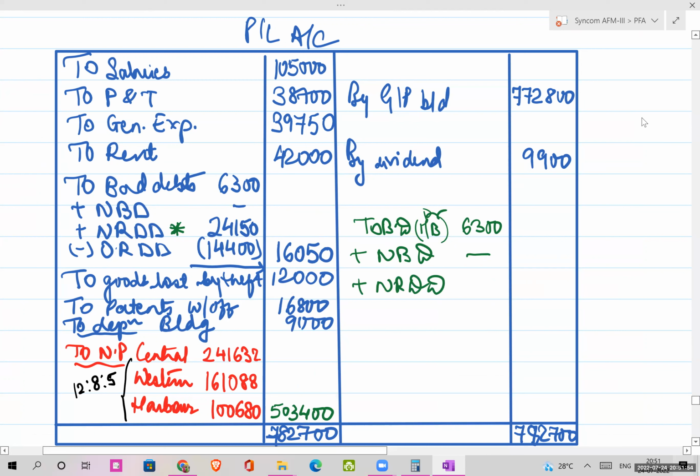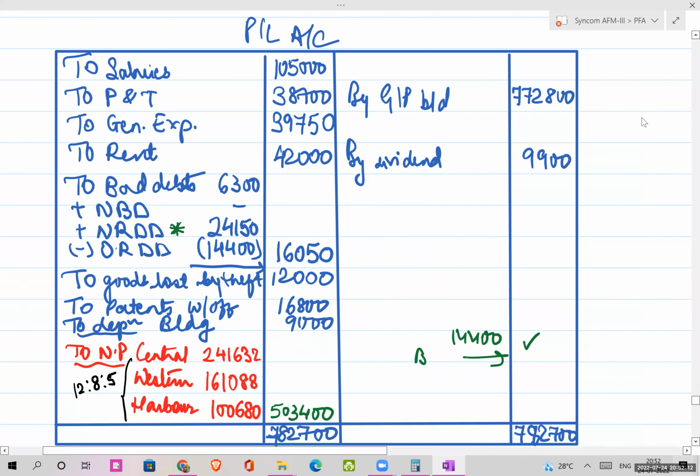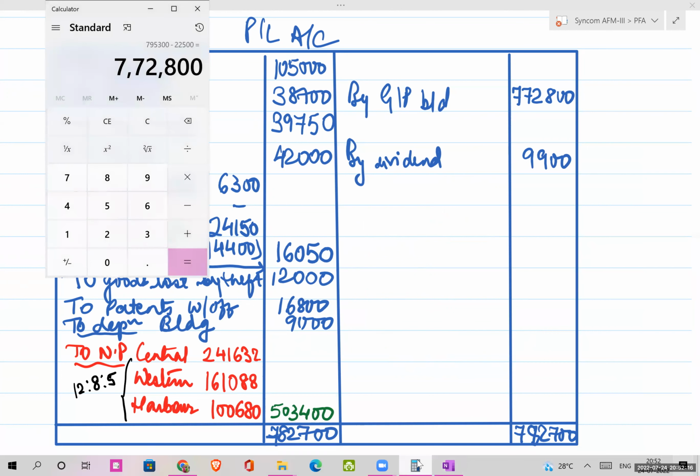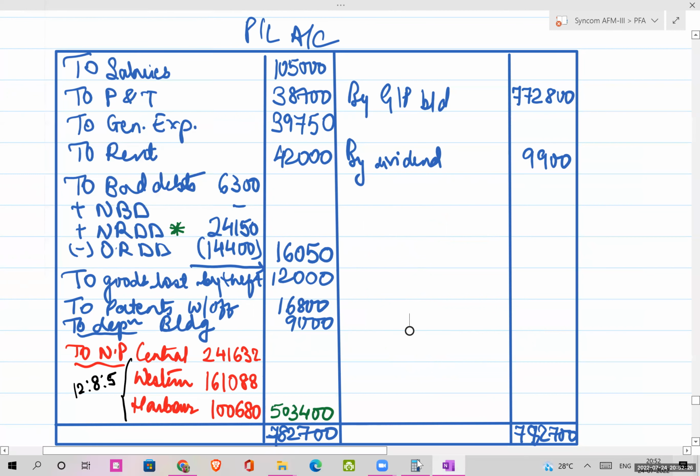They have said to take 5%. Less old RDD. This old RDD is on the credit side of the trial balance, that is 14,400. And then you take the balance like this. This is also the basic formula you have been doing since your 11th standard, so I'm sticking to that. So 6,300 plus 24,150 minus 14,400, so it is 16,050. The second effect of goods lost by theft is here.